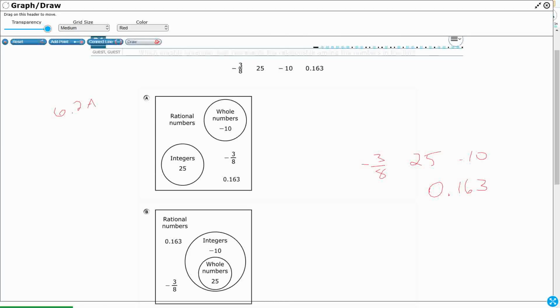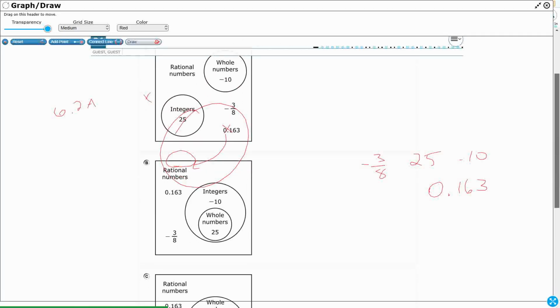First off, -10 is not a whole number, it's an integer, but really you should have the integers on the outside and then the whole numbers on the inside. So A has just all kinds of problems.